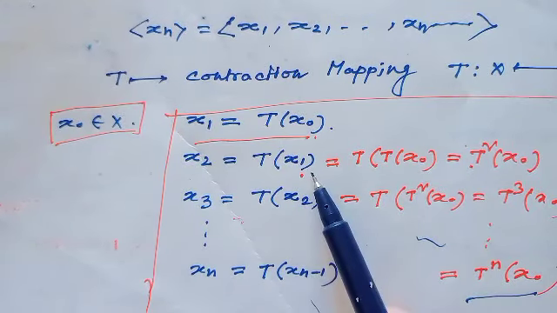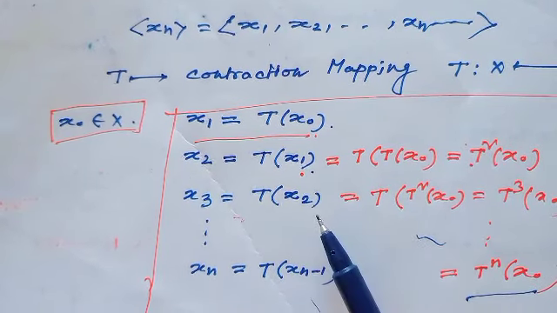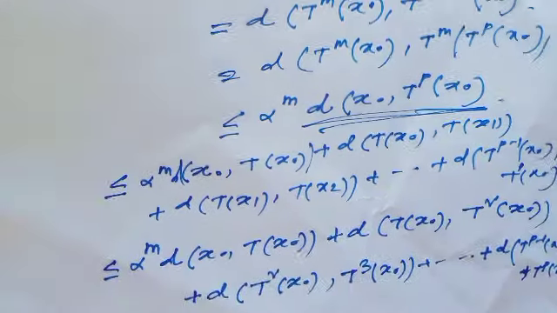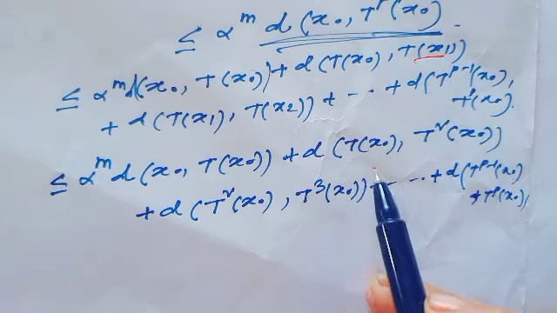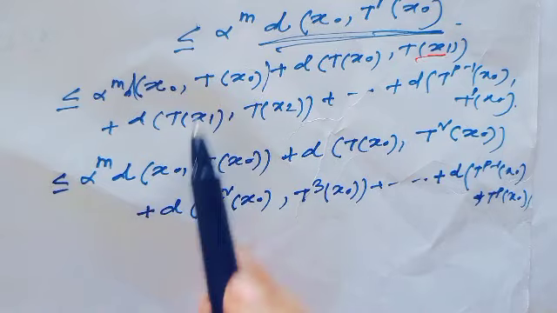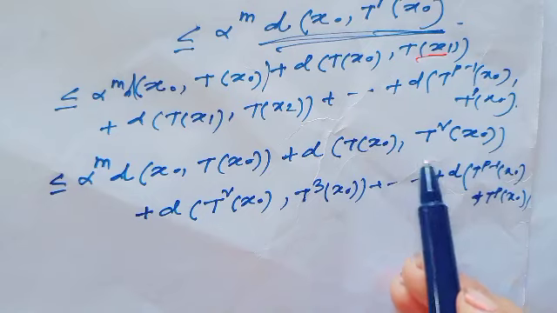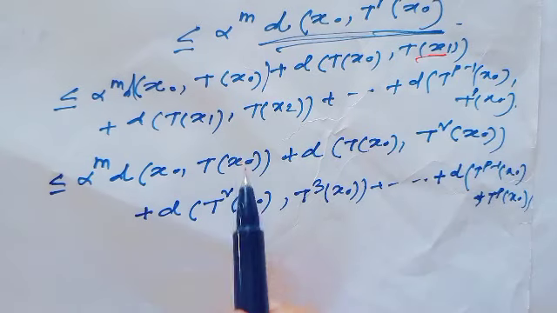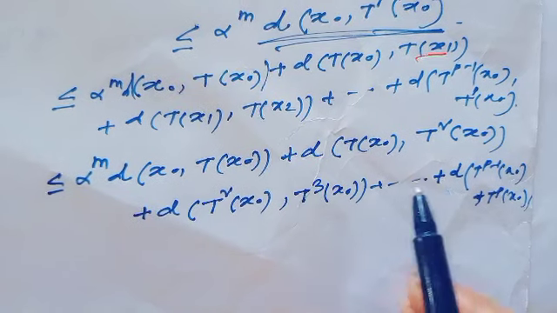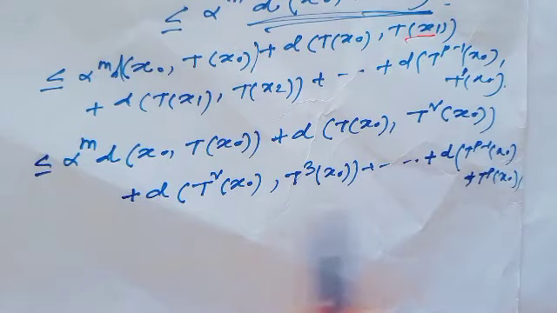T of x1 means T squared x naught, T of x2 equal to T cubed x naught. Use this inequality. Then T of x1 means T of x naught, so this is alpha to the power m times d of x naught comma T of x naught plus d of T x naught comma T squared x naught plus d of T squared x naught comma T cubed x naught, and so on, d of T to the power p minus 1 x naught comma T to the power p x naught.